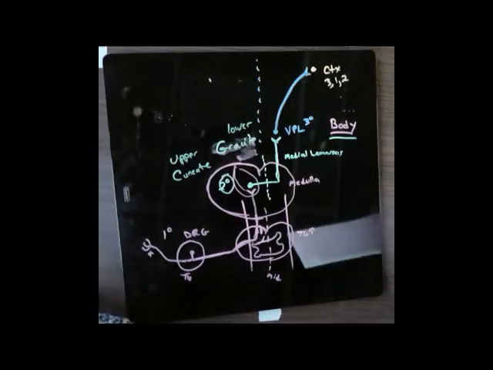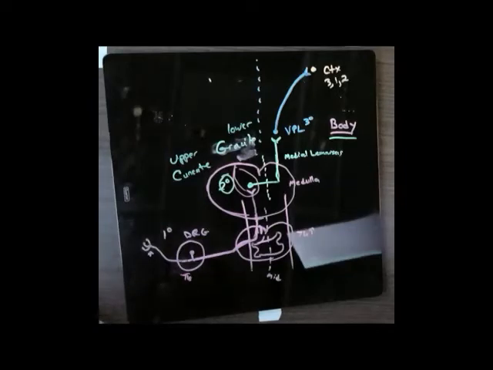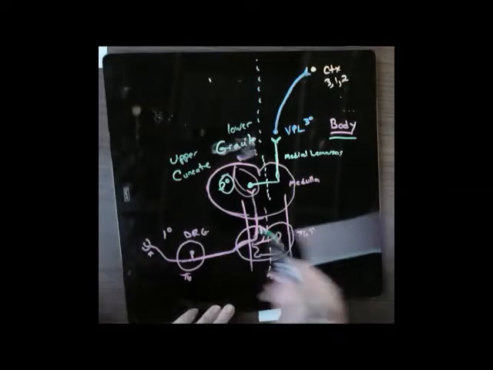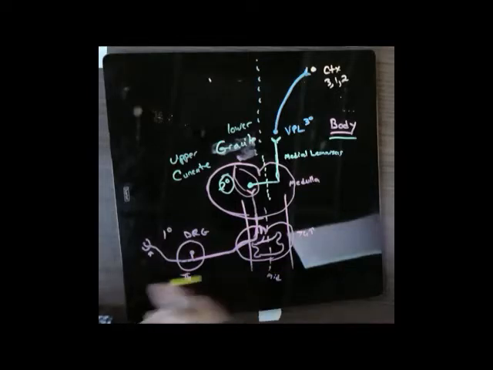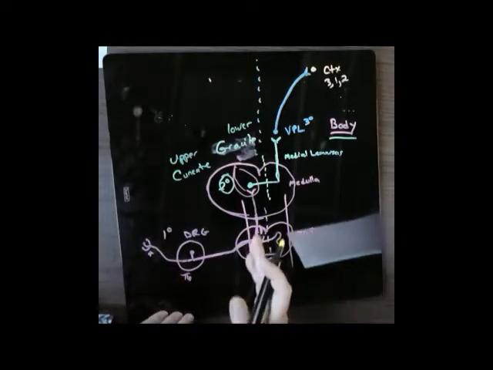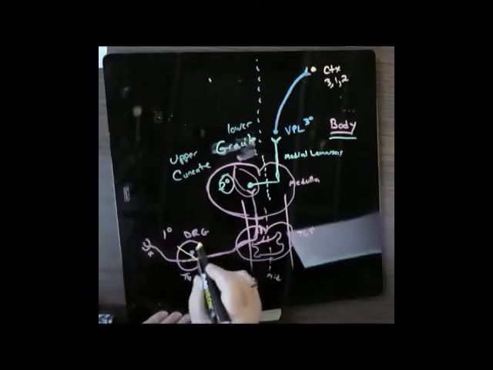So let's talk about what happens if you have a lesion somewhere along this pathway. First, hopefully you remember that if you have a lesion before the pathway crosses, then the deficits will be ipsilateral to the lesion itself. So let's look at that. Let's say we have a lesion right here.